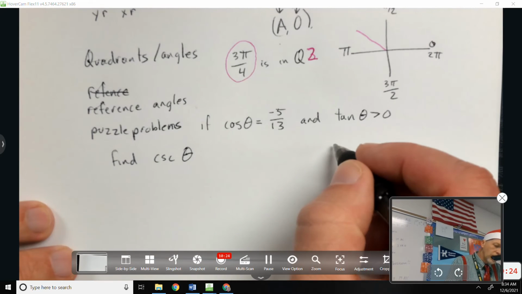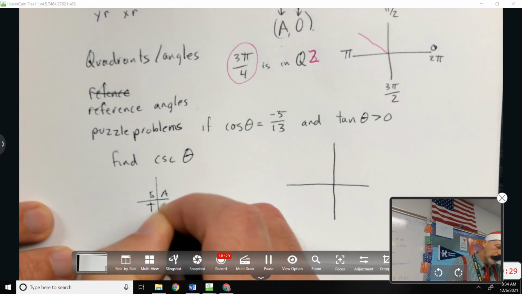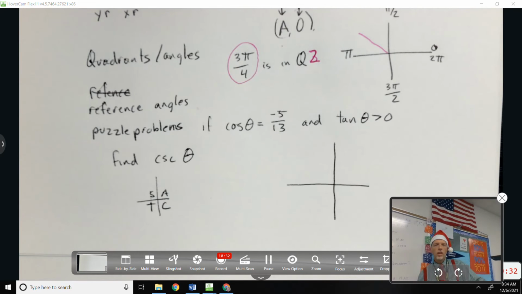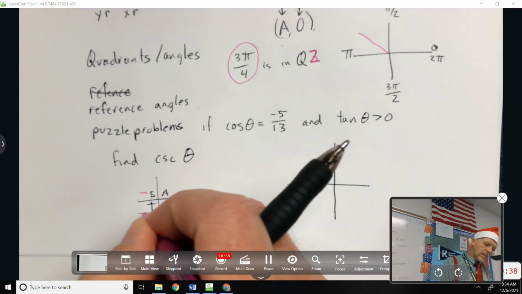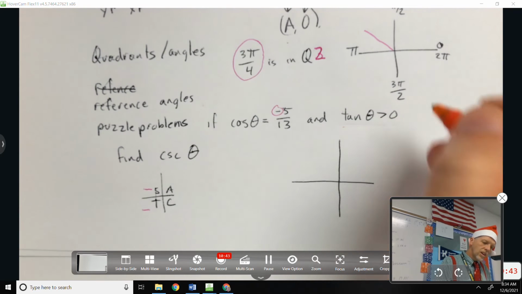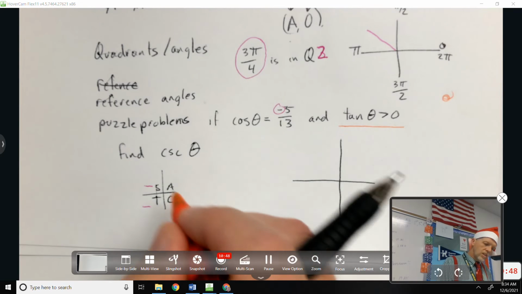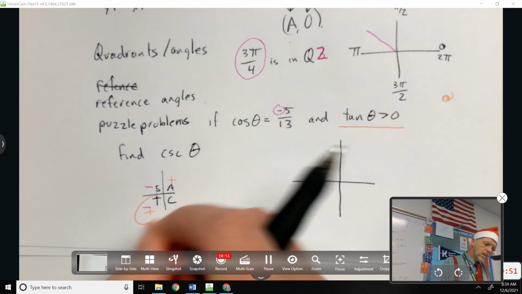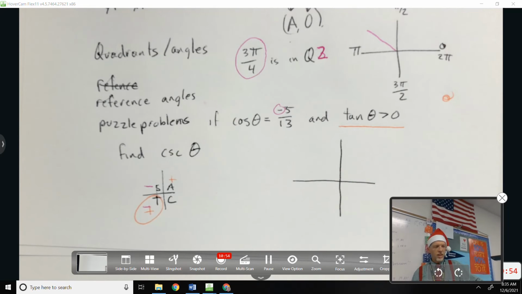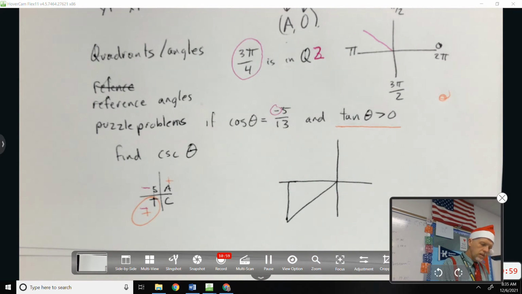So job 1 is to draw the picture, correct? And part of that might be thinking about All Students Take Calculus. Cosine is negative on the left. Tangent is positive. Where's tangent positive? 3 and 1. So this one's got to be in quadrant 3, if cosine's negative and tangent's positive. So it's got to be in quadrant 3.